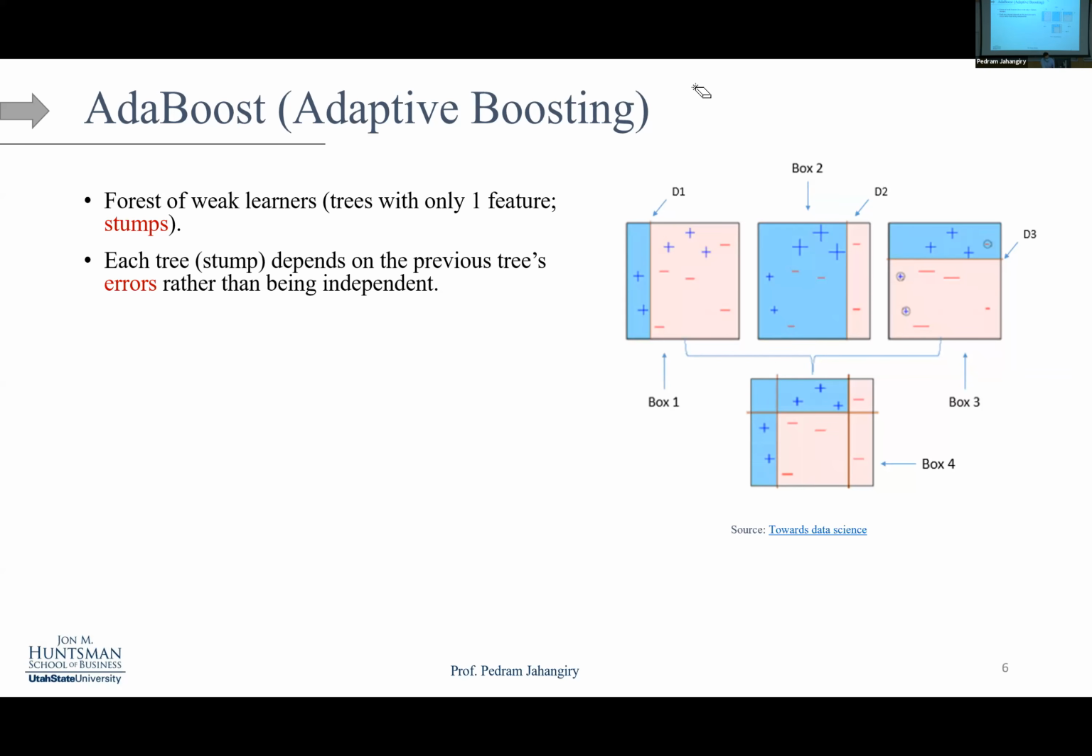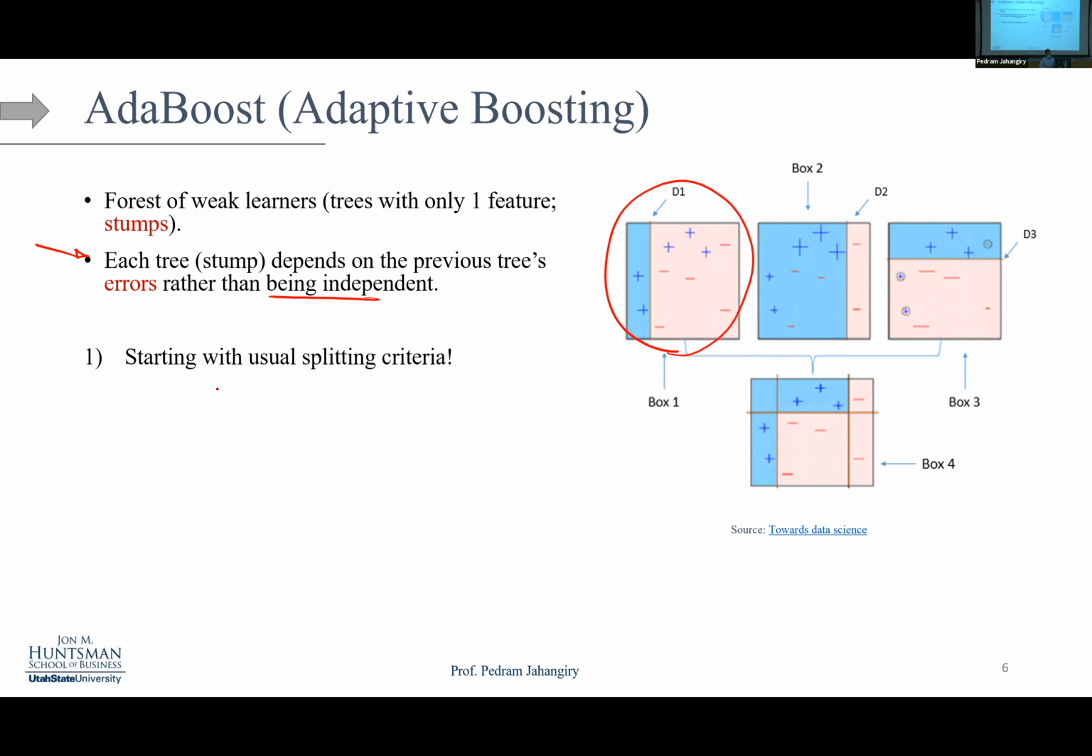So each tree depends on the previous tree's error rather than being independent, right? Let's say this is our data set, and we're going to start with the first stump. Box 1 is our data set. So what is the first step?